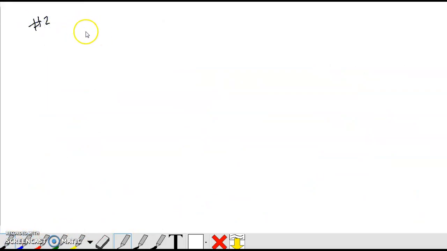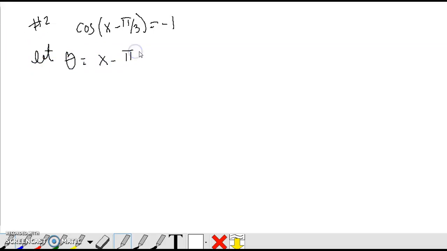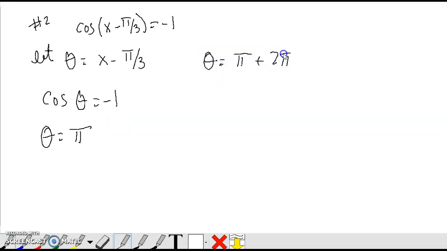Again, same directions. This time it's cosine of x minus pi over 3 is equal to negative 1. All right, if you paused the video and tried this on your own, let's see what happened. Again, I'll write a little let statement. Let theta equal x minus pi over 3. So this is really cosine of theta is equal to negative 1. There's only one answer theta could be, and it's pi. So I'm going to say theta is equal to pi plus 2 pi n.